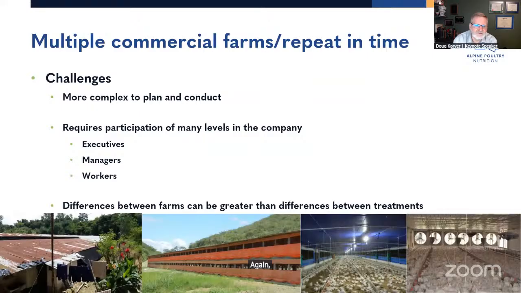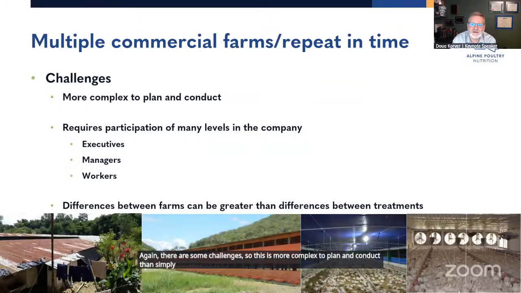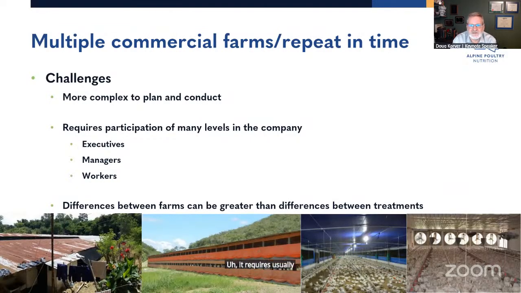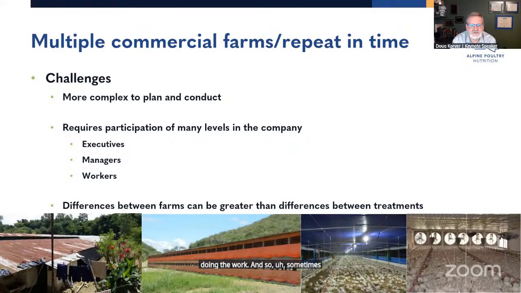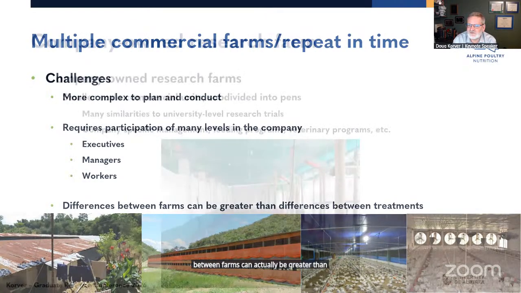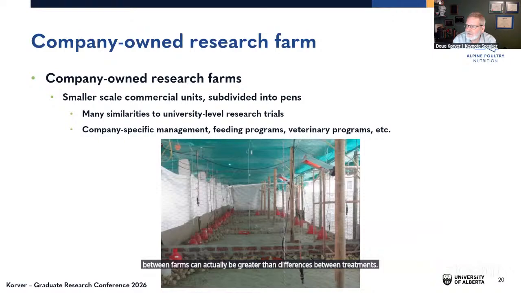Again, there are some challenges. So this is more complex to plan and conduct than simply looking at benchmarking. It requires usually the participation of many different levels of the company, from executives to managers to the actual people in the barns doing the work. And so sometimes in commercial production, we can see that differences between farms can actually be greater than differences between treatments. The next approach is to look at company-owned research farms.